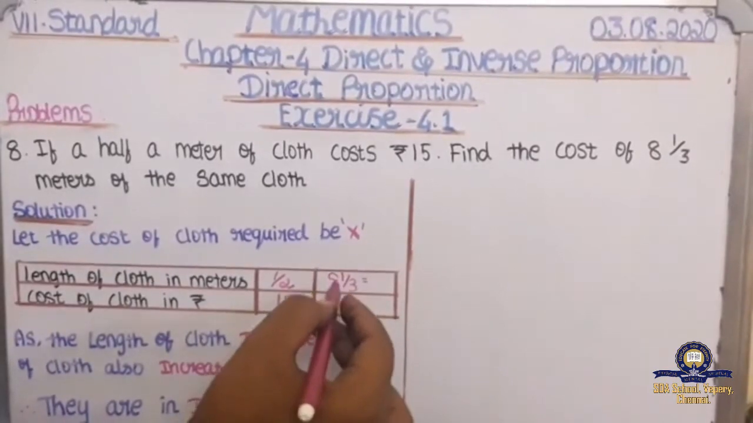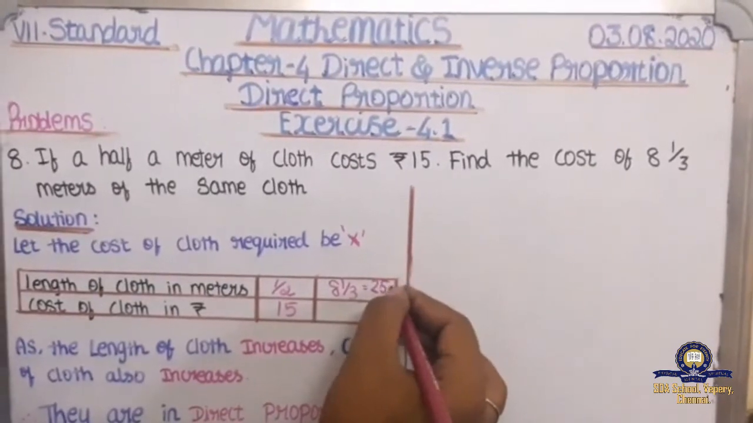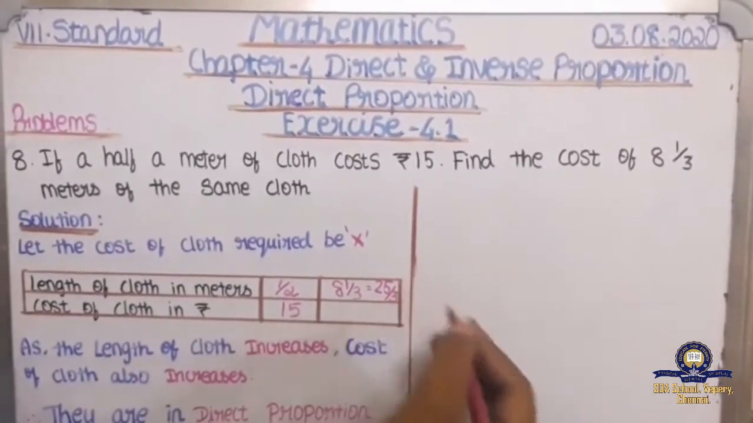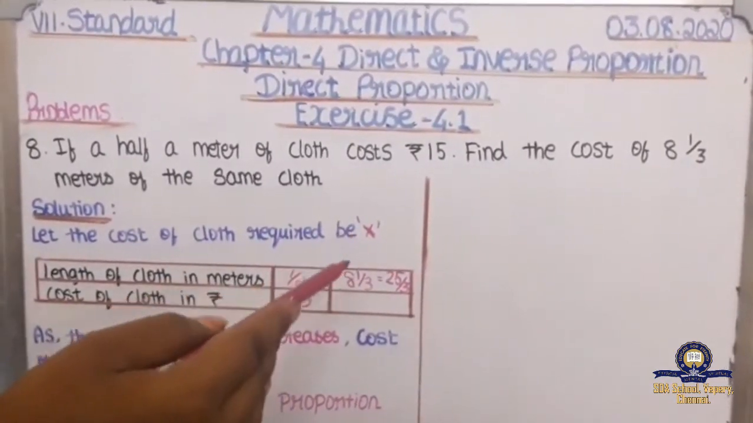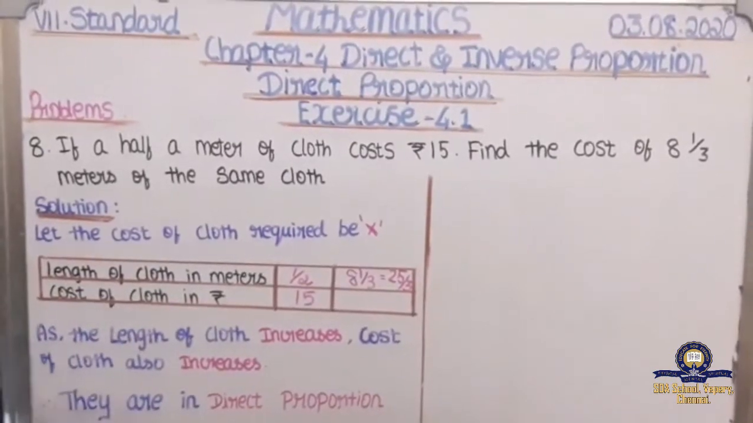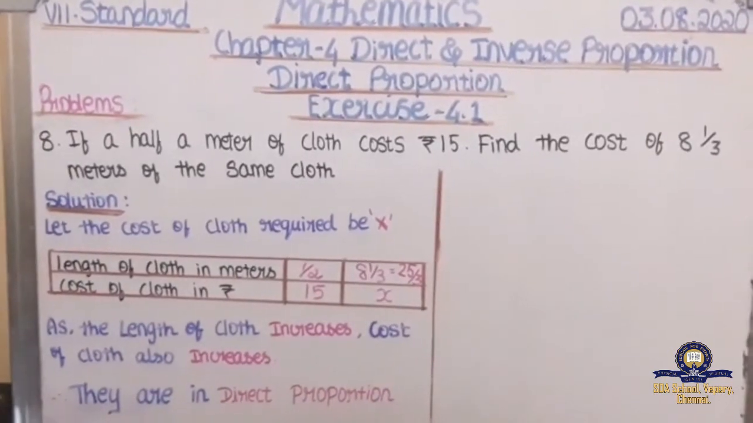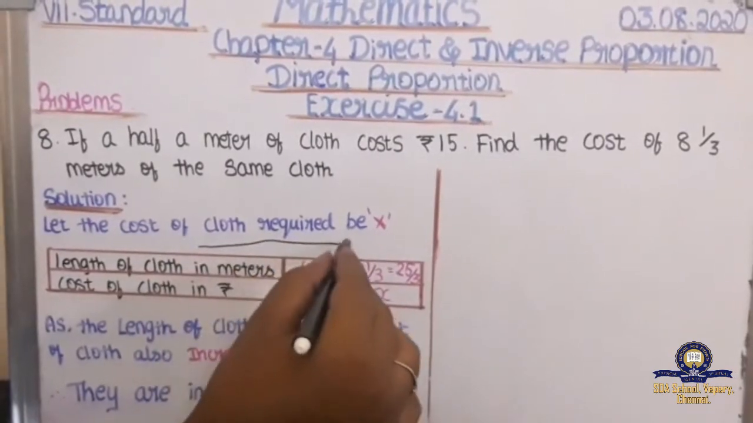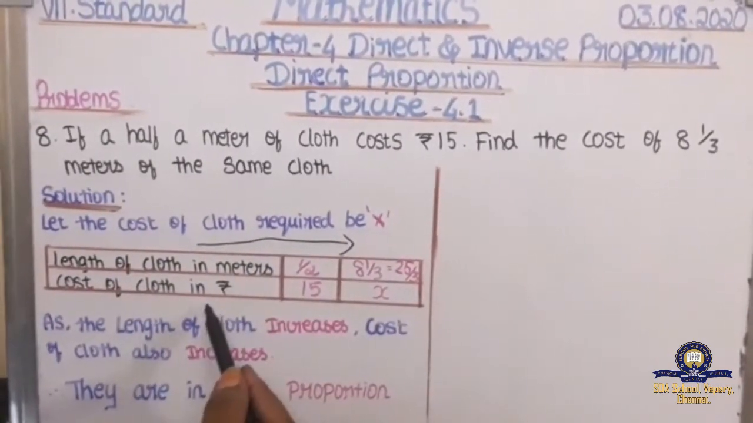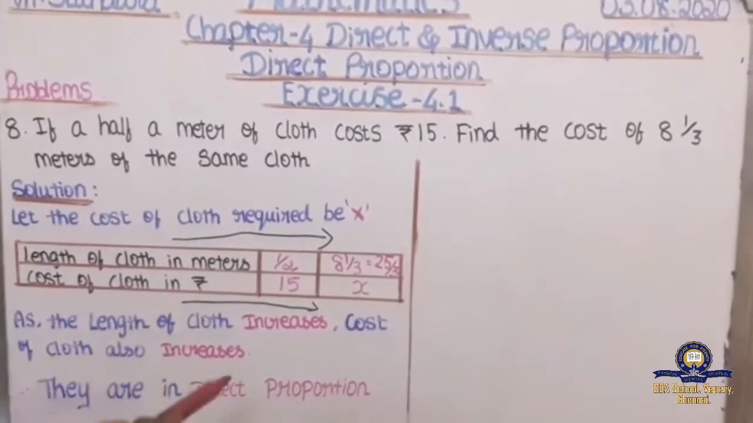8 3s are 24. 24 plus 1, 25. 25 divided by 3. Then we need to find the cost for 25 divided by 3 length of the cloth. So it is denoted as x. From this table we can see that the length of the cloth in meters increases, and the cost of the cloth also increases. Therefore, the length of the cloth and cost of the cloth are in direct proportion.